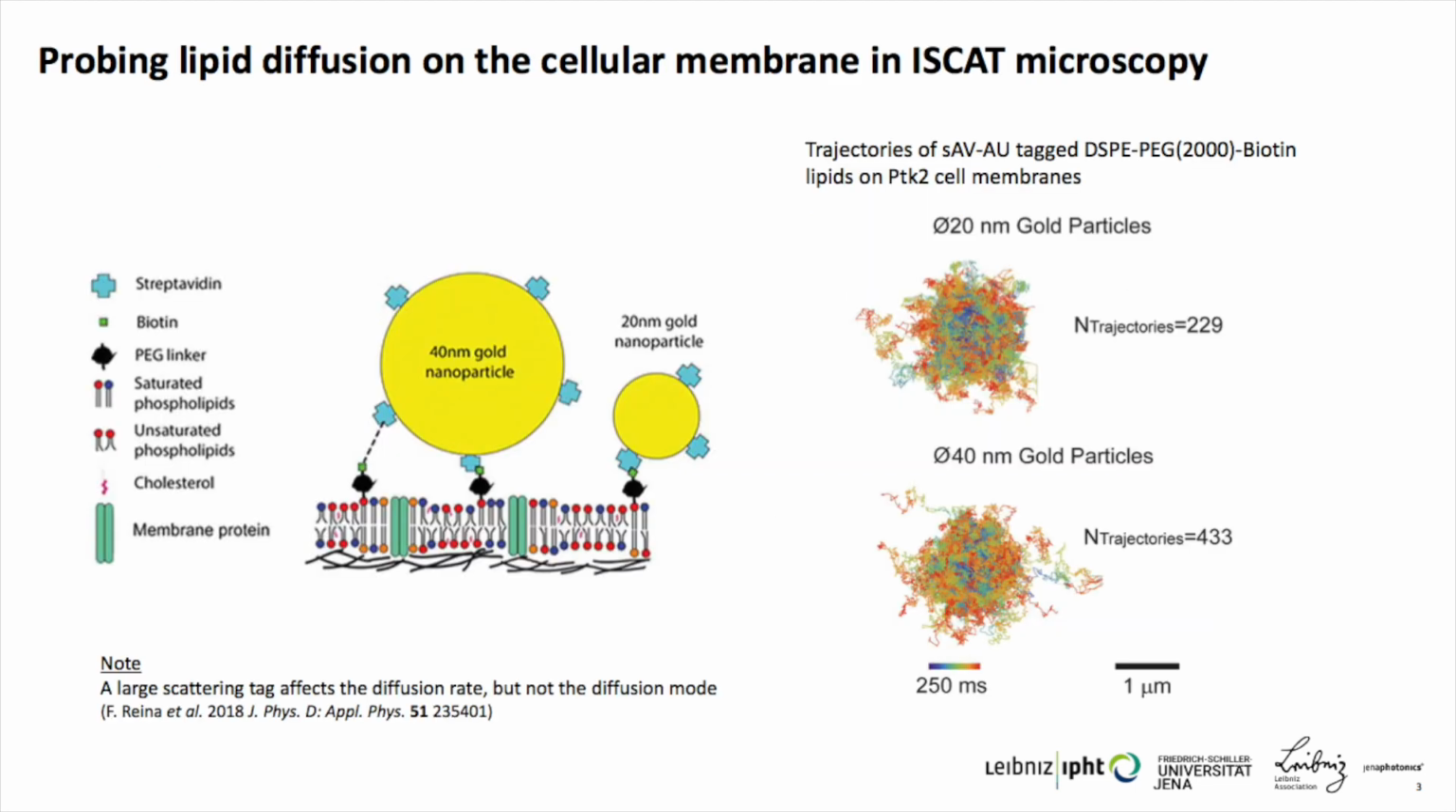In order to probe lipid diffusion on the plasma membrane of PTK2 cells, we fed the cells with a biotin-related lipid analog, the SPE-PEG biotin, which we then labeled with streptavidin-coated gold nanoparticles of two different sizes. Thanks to ISCAT microscopy, we were then able to track the diffusion of these lipids with a frame rate of 2 kHz.